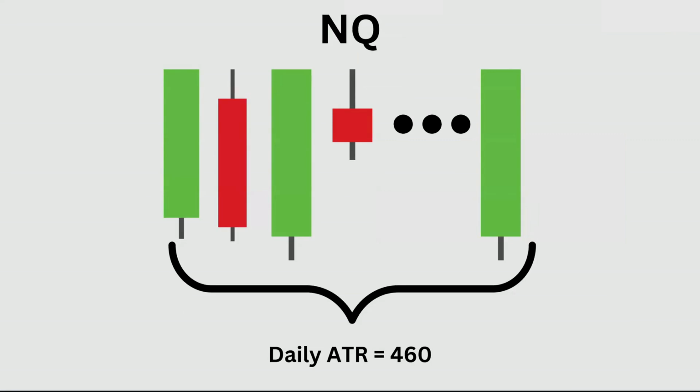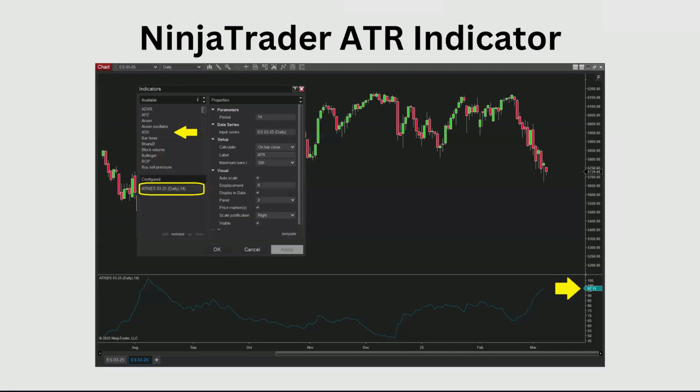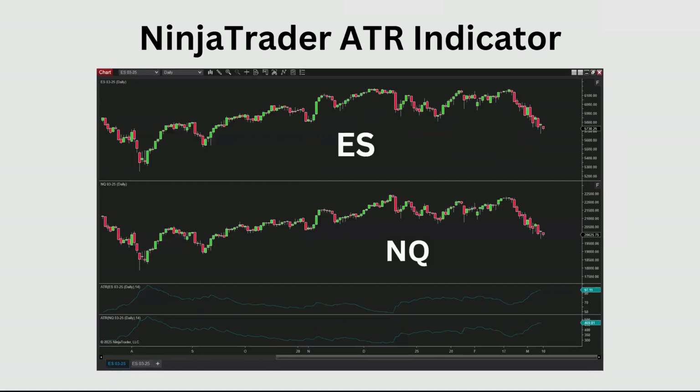And for NQ, if we do the same, we will get that its daily ATR is around 450, 460, 470 points. And by the way, you don't have to compute it by yourself. NinjaTrader has an ATR indicator. You just need to move to daily candles to get the daily ATR and attach it to your charts to see the daily ATR. So this is the daily time frame of ES and NQ.